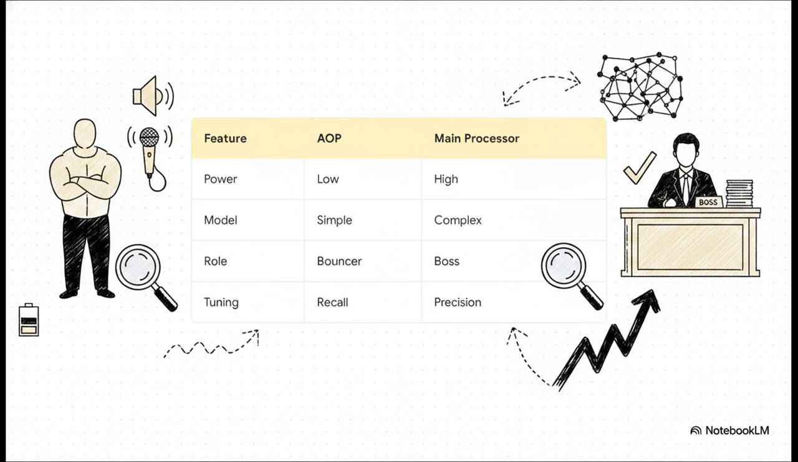Now, Level 2 is the main processor, the boss. It consumes high power and runs a massive complex model. The boss is tuned for high precision. It's there to double-check the bouncer's work. If it really was the wake word, the system fully activates. If not, the boss goes right back to sleep, saving your precious battery life.